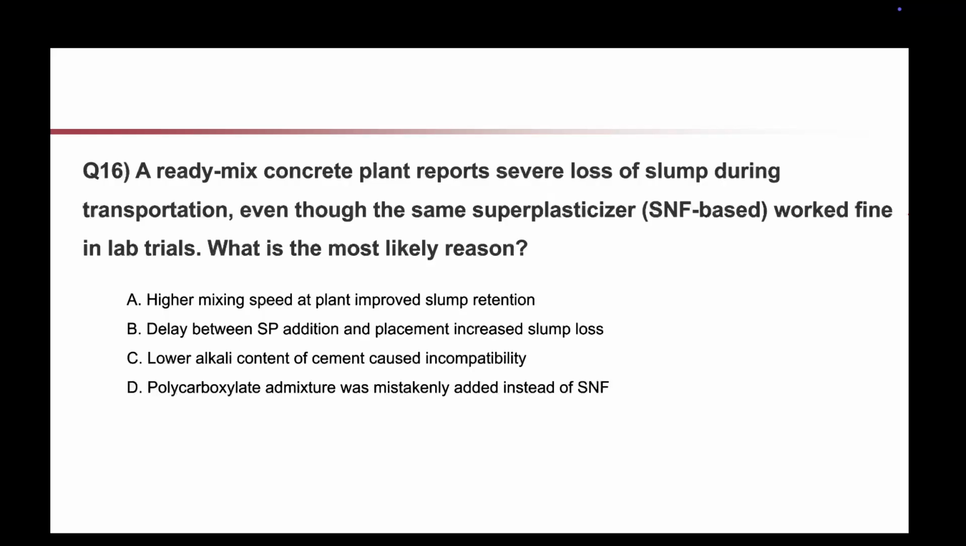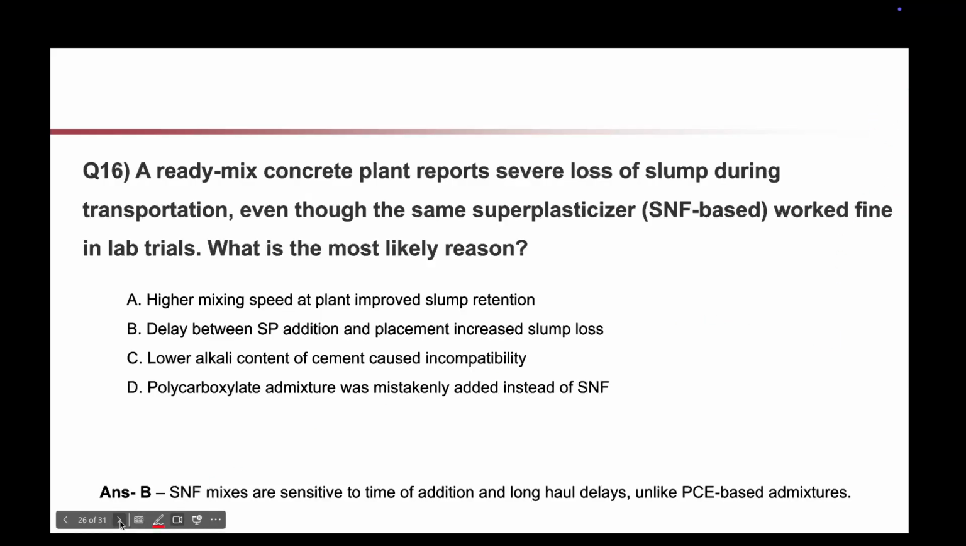So in the last lecture, if you remember, we talked about the properties of SNF based admixture and PCE based admixture. Your SNF based admixtures are very sensitive to time of addition and also are not suitable for long transportation. So if we are adding SP at the plant and then placing it at some other place at a very long distance, then it will set very quickly. Okay.